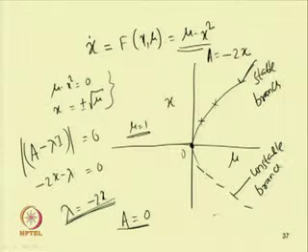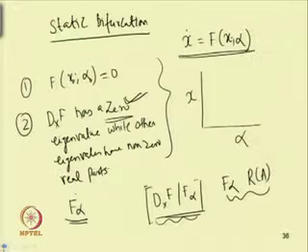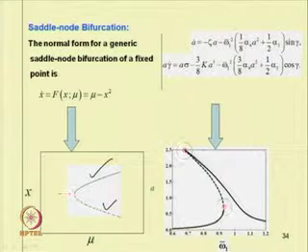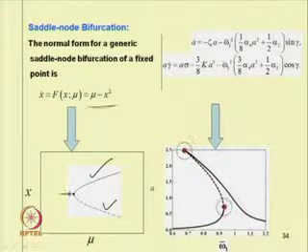So, in this case we have seen a stable branch and another unstable branch. These two branches meet at the origin. We have already plotted this curve here. This is the stable branch and this is the unstable branch, and they meet at this point. So, this is the saddle node bifurcation point. The normal form or generic form of the saddle node bifurcation point for a first order equation is x dot equal to mu minus x square.